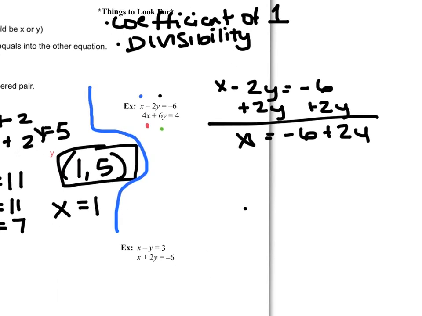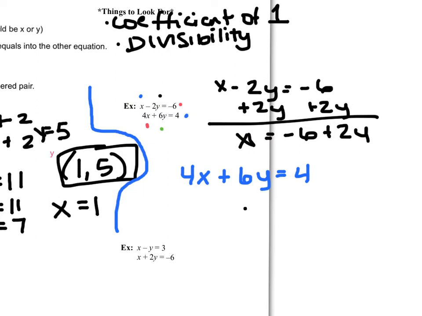Alright, so back to this problem. I have used this first equation right here to isolate my variable. So that means now I've got to use this second equation, the 4x plus 6y equals 4, to actually figure out one of my variables. So I have 4x plus 6y equals 4. That's just the second equation, no changes. But what the first equation tells me now is that everywhere I see an x, I can remove it.